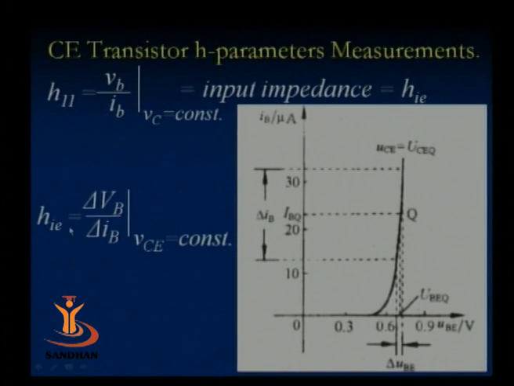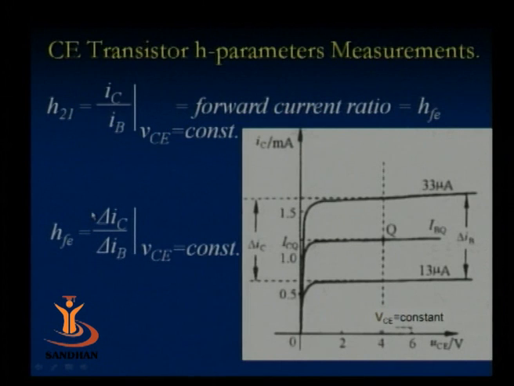See how it is defined: the change in base voltage to the change in base current when the output, that is collector to emitter voltage, is constant. So keeping the output voltage constant at a particular value, we can find a particular change in the base current, delta IB, for a particular change in input voltage, that is VBE. By counting these values and putting them in the equation, we can find HIE.